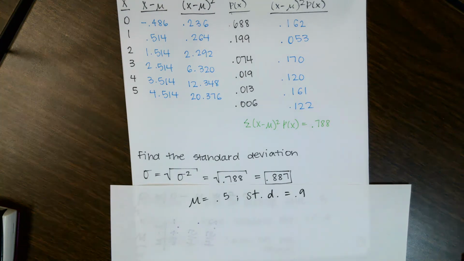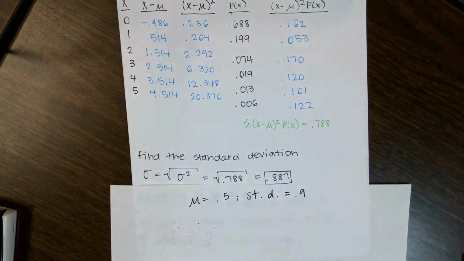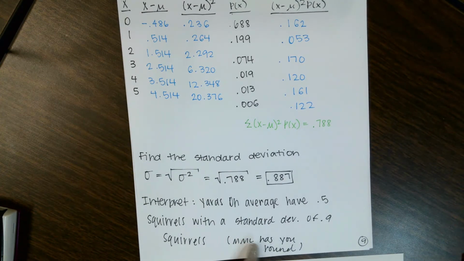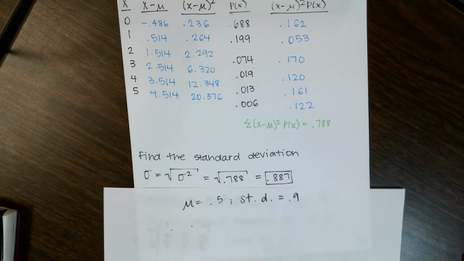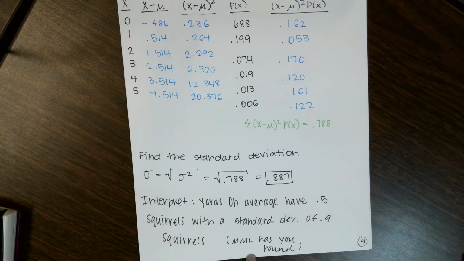And that's pretty much just what you write. The interpreting can totally be confusing. Everything else is just computation. Do I need to know this for the test? No, you don't, but for the homework, yeah. Yards on average have 0.5 squirrels with a standard deviation of 0.9. Where did you get 0.9 from? Right here. That's why I changed it. The standard deviation, I said, my math lab has you round. And look how I wrote it here.